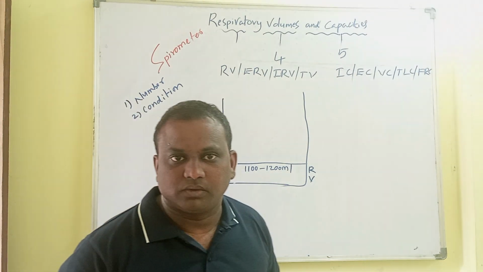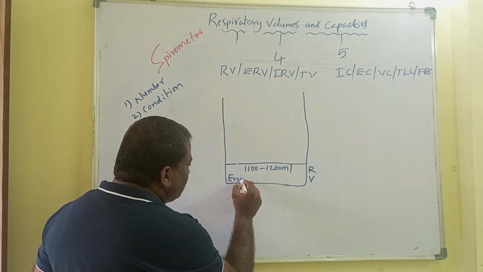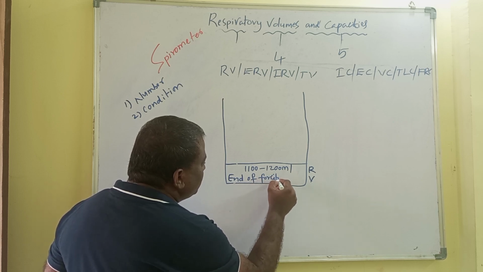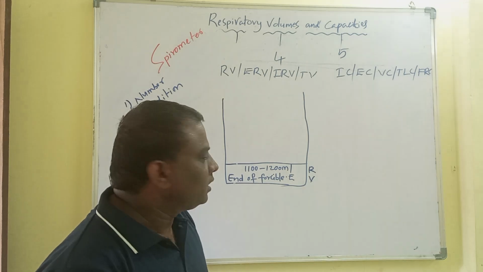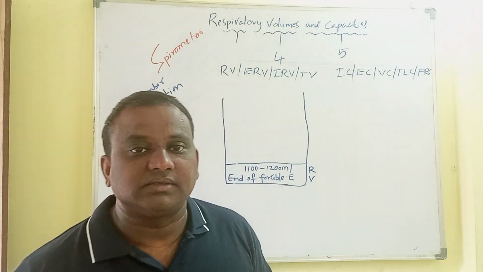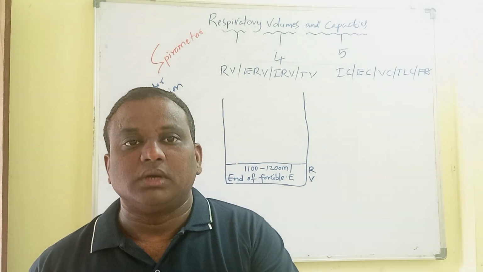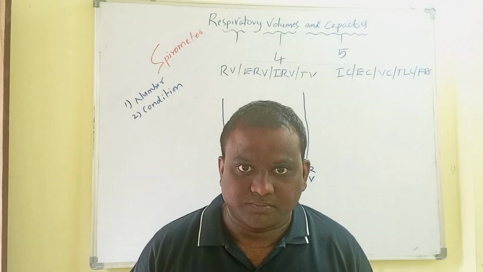What is the condition here? The end of a forcible expiration. This 1100 to 1200 ml of air that remains in the lungs is what is called residual volume. This residual volume prevents the collapse of lungs.